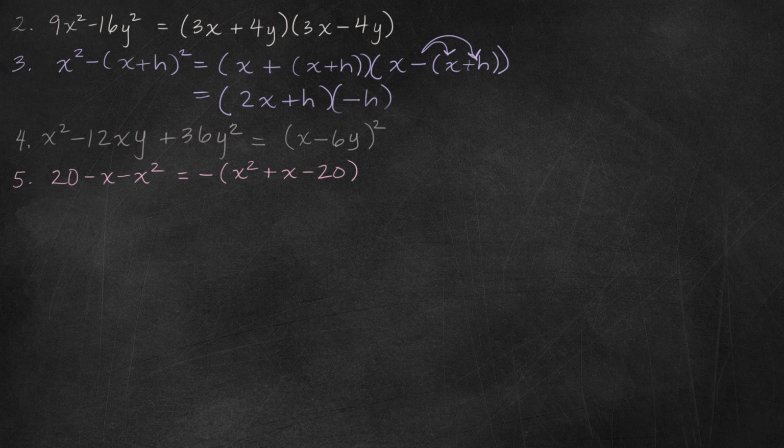Since the leading coefficient here is a 1, the only way to get x squared is x times x. I just have to figure out what these last two coefficients are. So 20, it could be 1 and 20, 2 and 10, 4 and 5. I'm looking for a pair that multiplies to 20 and whose sum or difference is positive 1. So it looks like 4 and 5. Since I want a positive 1, I want positive 5 and negative 4.